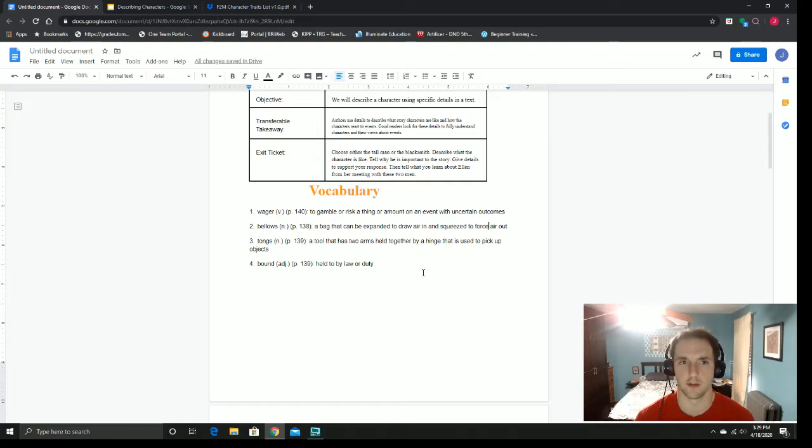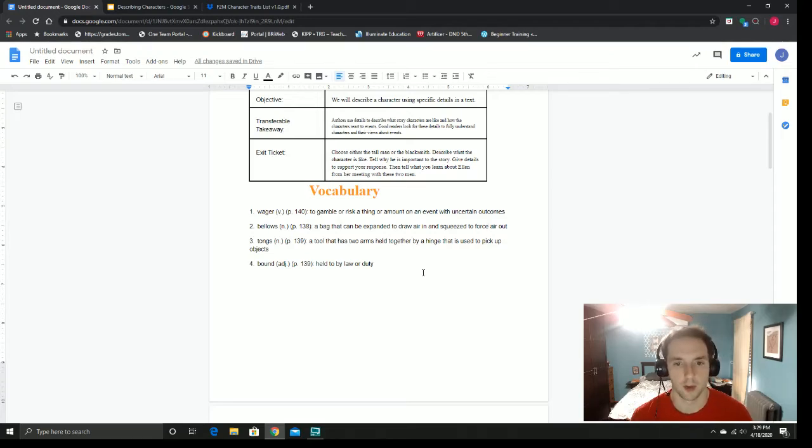It just means that if something is bound to happen, that means that it's likely to happen no matter what. A law or a duty is connecting something to somebody that they have to do.